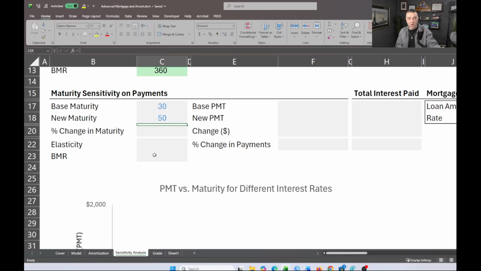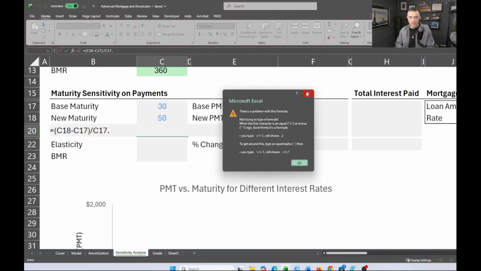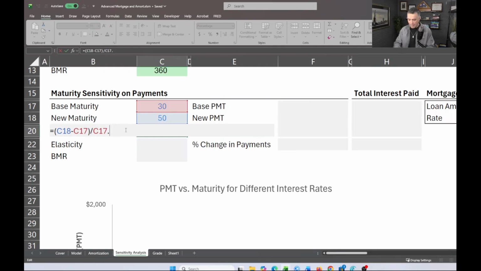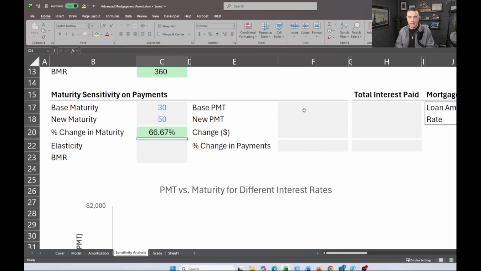And then that's where the BMR is going to come in effect, because the purpose of increasing from 30 to 50 is to decrease your payment per month, right? But we want to compare that to what is the total interest you're paying. All right, so let's do a few calculations. What is the percent change in maturity? We're going to do the new minus the old divided by the old. So oh no. Yeah, my Excel's slowing down.